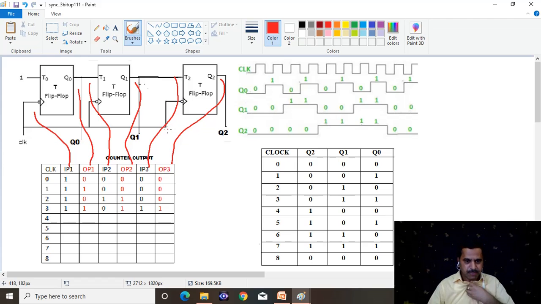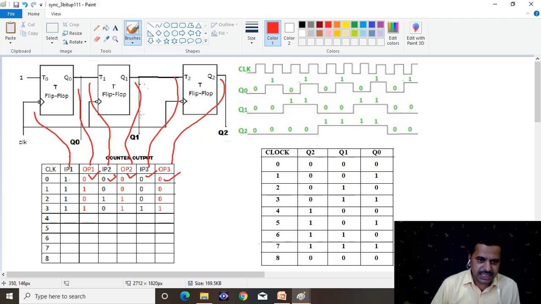That we can see. Before the application of the clock pulse, the input is 1 and the output is 0, the next input is 0 and the output is also 0, input 0, output 0. For all three flip-flops, it is reset to 0, because the first one's input is always high, because it is tied to binary 1.